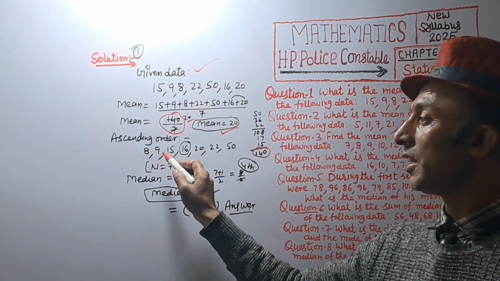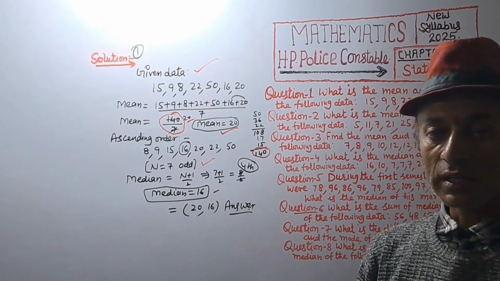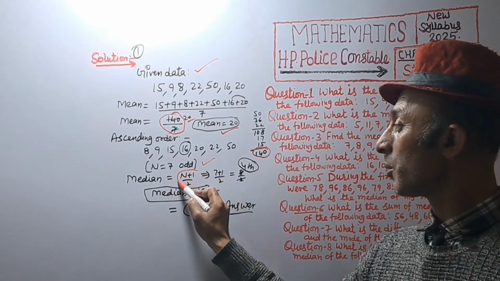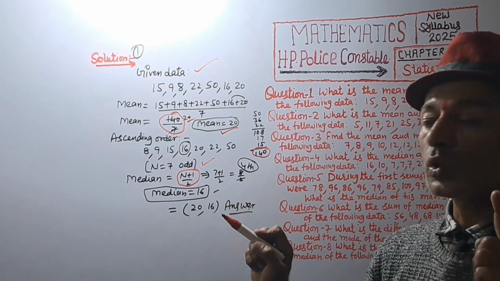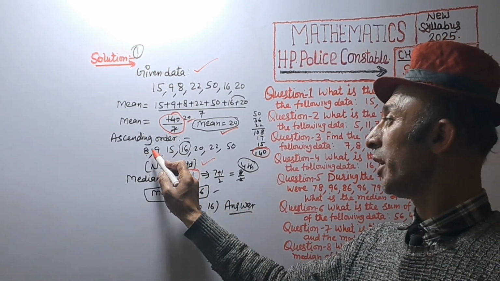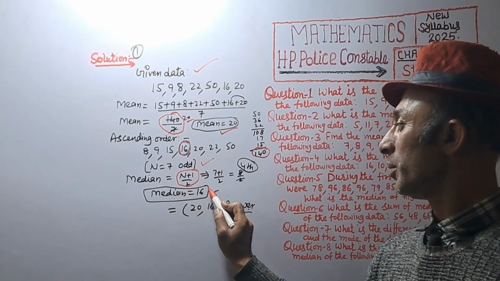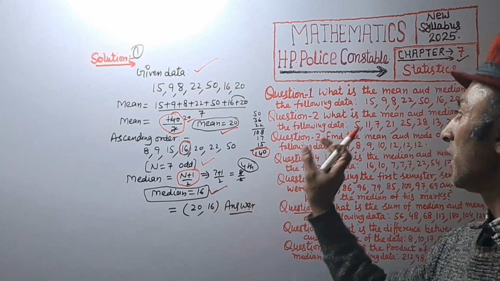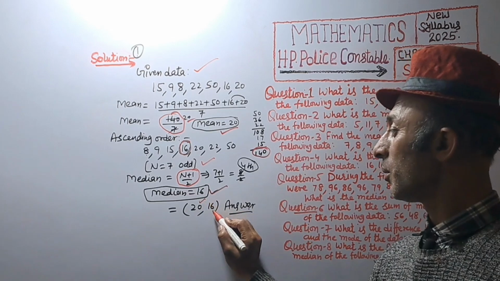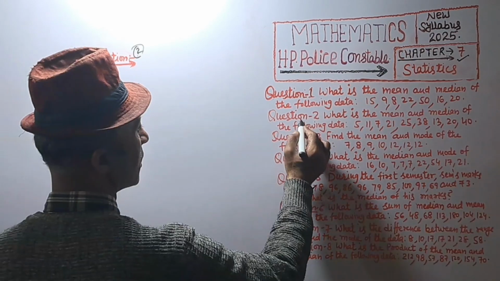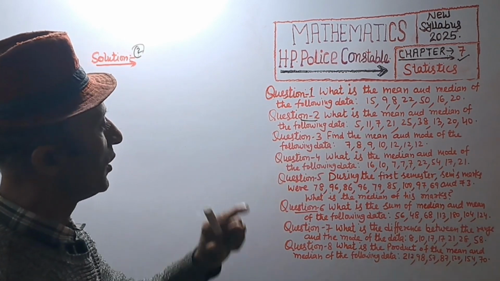We are arranging in ascending order. If n is odd, then median is equal to n plus 1 upon 2. And n is 7, so 7 plus 1 upon 2, 8 upon 2. That is the fourth term. Fourth term is 1, 2, 3, 4. Fourth number is 16. So median is equal to 16. And what is the mean and median? Mean is 20, median is 16. Answer. Question number 2. What is the mean and median of the following data?